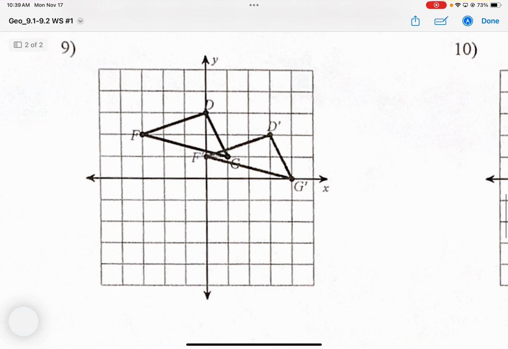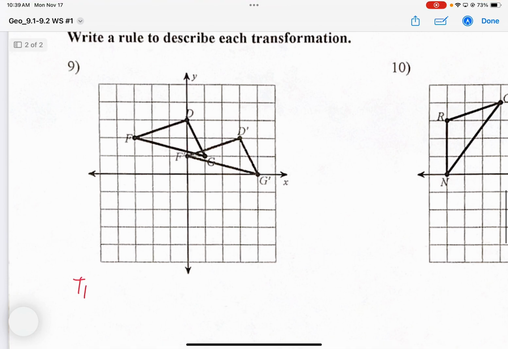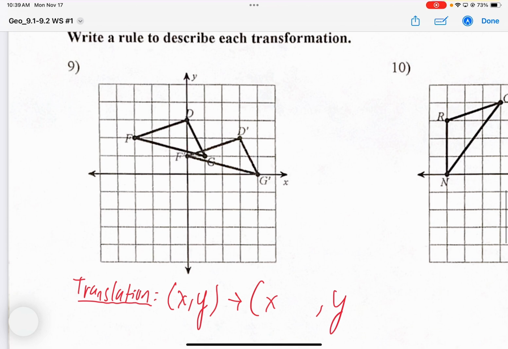Now, this one's a little different. They give you the pre-image and the image, which means your initial value and your result. You guys have to come up with a rule for it. First of all, what type of transformation is it? Is it a reflection or a translation? Okay, so it's a translation, and you guys tell me my rule. It's going to look something like this: (x, y) turns into (x plus or minus a number, y plus or minus a number).